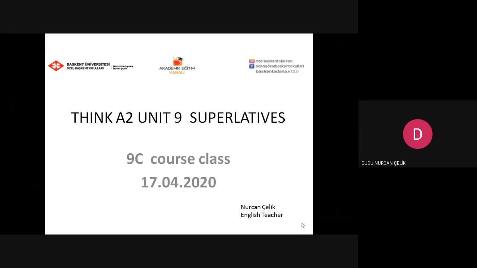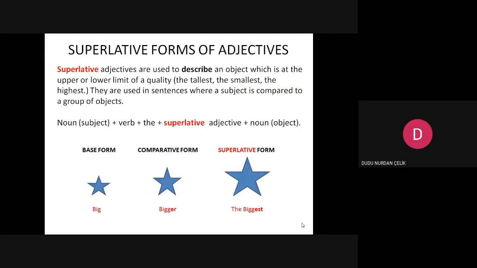Hello students. This week we're going to study superlative forms of adjectives. Remember, last week we studied the comparative forms. Let's begin. Superlative forms of adjectives.